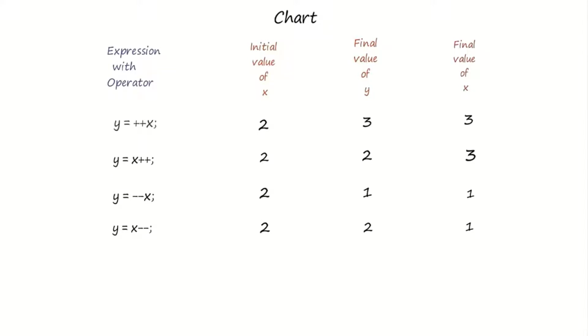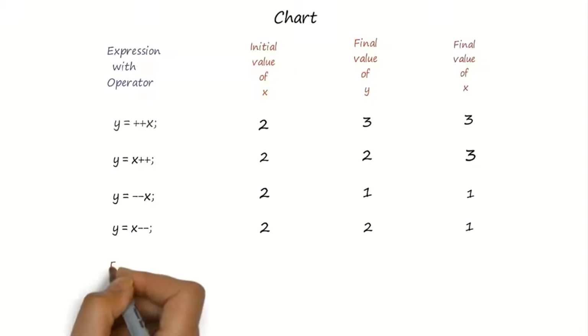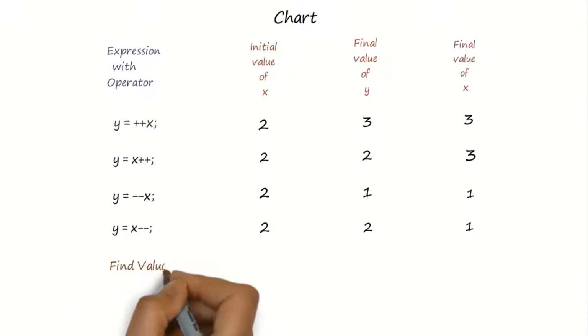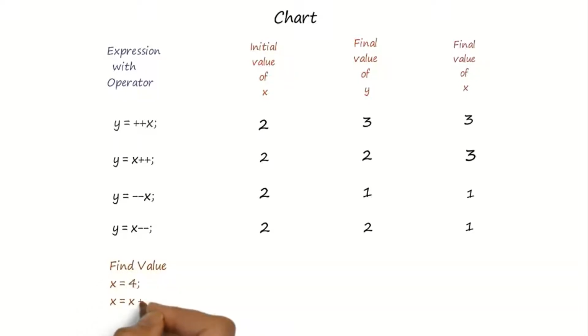So in this chart, I have displayed the initial value of x, final value of x and y for both the pre and post increment and decrement operators. If you can understand the calculation shown in the chart, then it will be very easy for you to solve any problem with these operators.